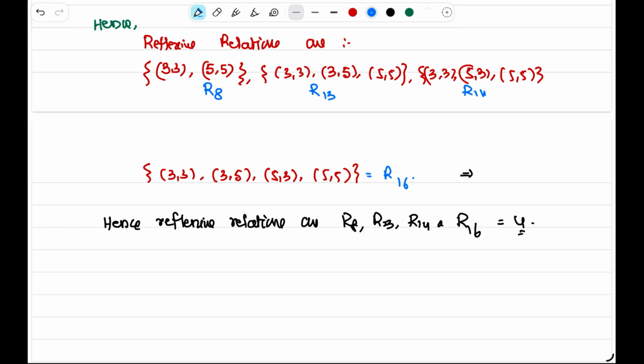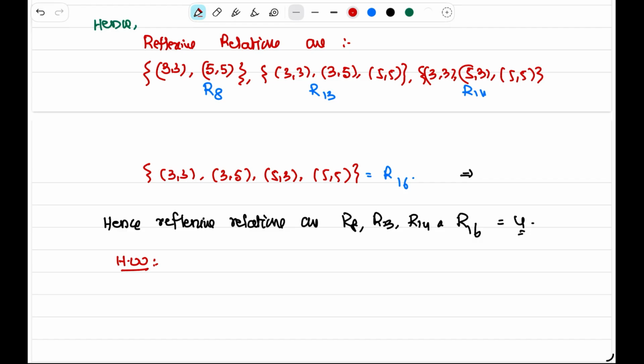This is how the number of reflexive relations for the given set of elements when two sets are given is found out. And I wish to give one homework to you. Please take it seriously and do it.